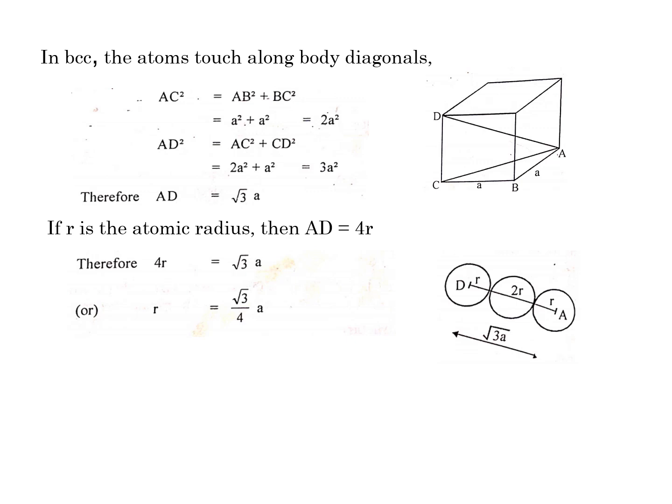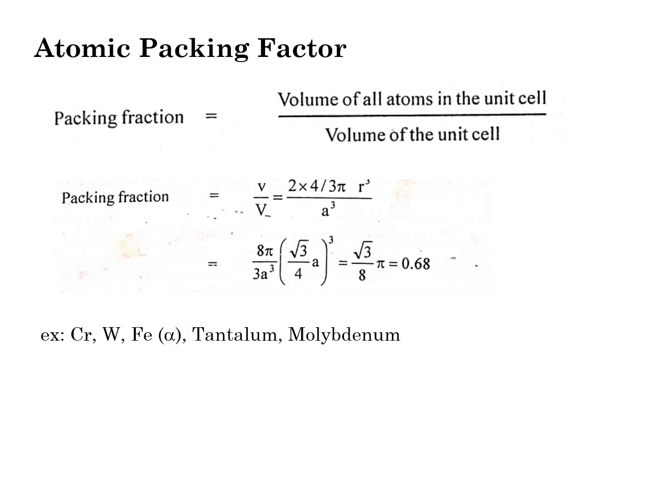If we draw this, AD is 2R, this is R, this is R, therefore this is equal to 4R. Equating these two, 4R is equal to root 3 a, therefore R is equal to root 3 by 4 a. The atomic radius R is equal to root 3 by 4 a.